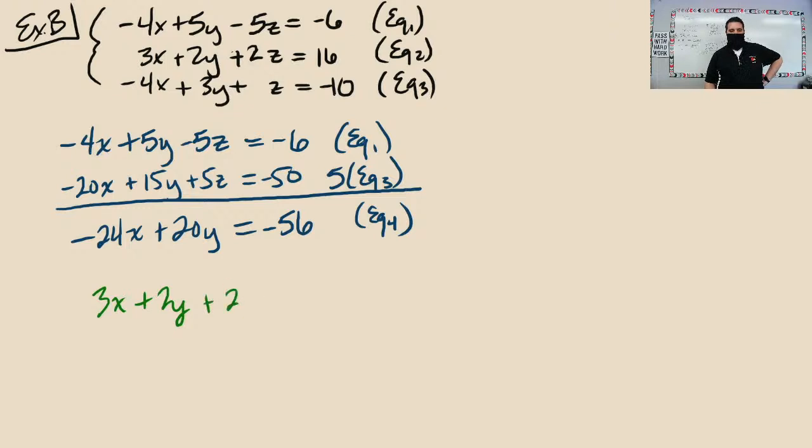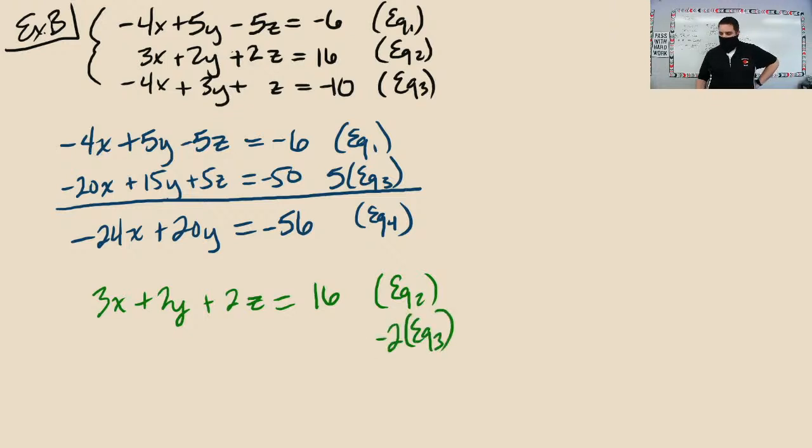Oh, no, sorry, I should probably use print. 2z equals 16. This is equation 2. And then in order to get the z's to go away, I'm going to multiply equation 3 by negative 2. To get all that to work. So I get positive 8x, negative 6y, negative 2z is equal to 20.